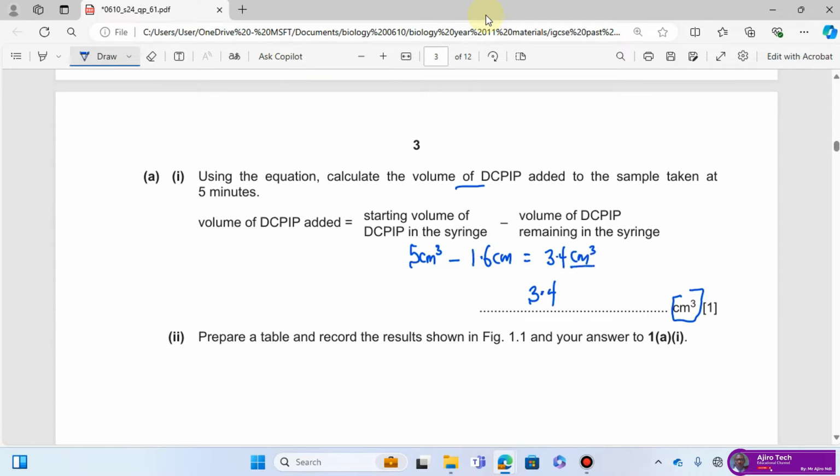Every time we calculate, we must always indicate unit where necessary. Very important to get maximum mark because the unit has been indicated here. We don't need to repeat that. So that's 3.4. So that's the answer to the first question.